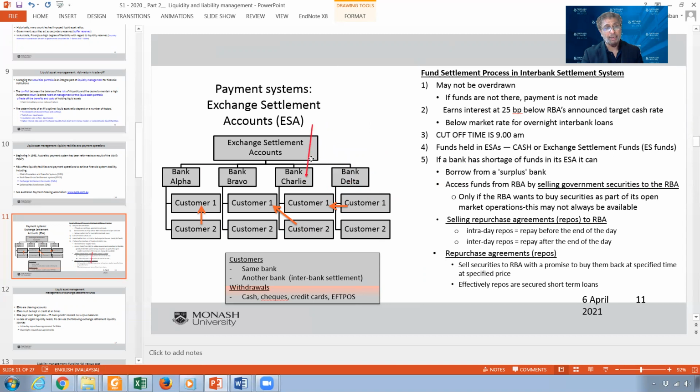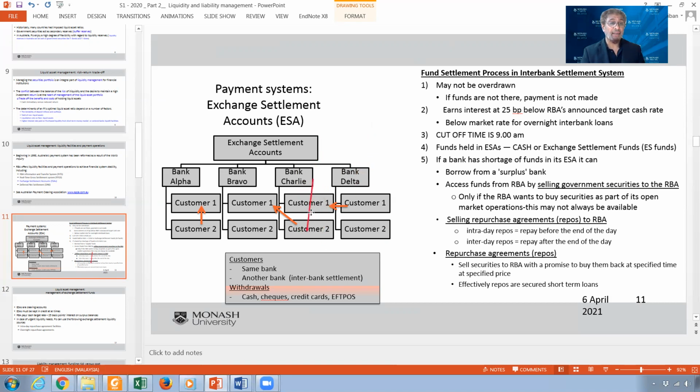Because Bank Charlie, or C, has to take the money from Bank Delta end of the day, because Bank Delta's customer actually paid his customer, customer one in Bank C, and Bank C already credited the amount to his account, but he has to receive it also from Bank Delta end of the day. This is how the settlement end of the day happens.